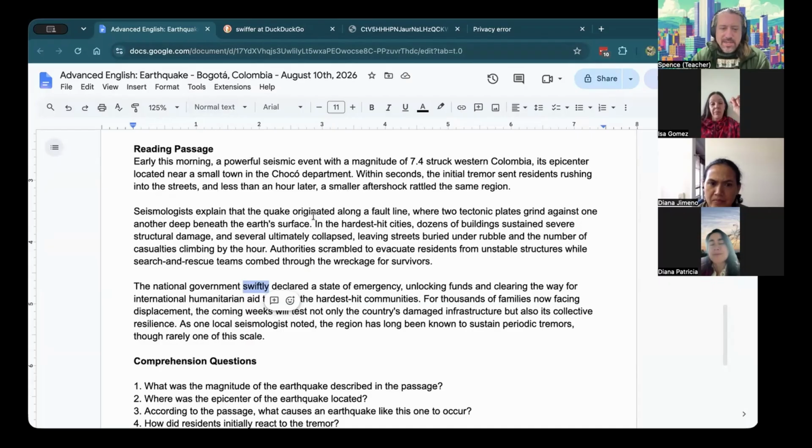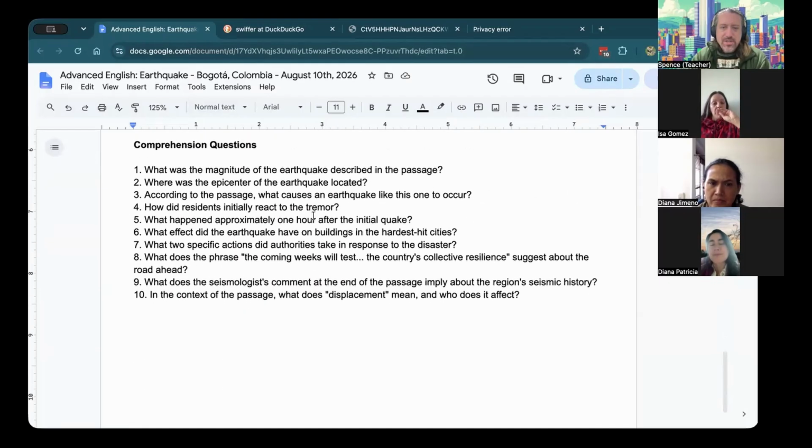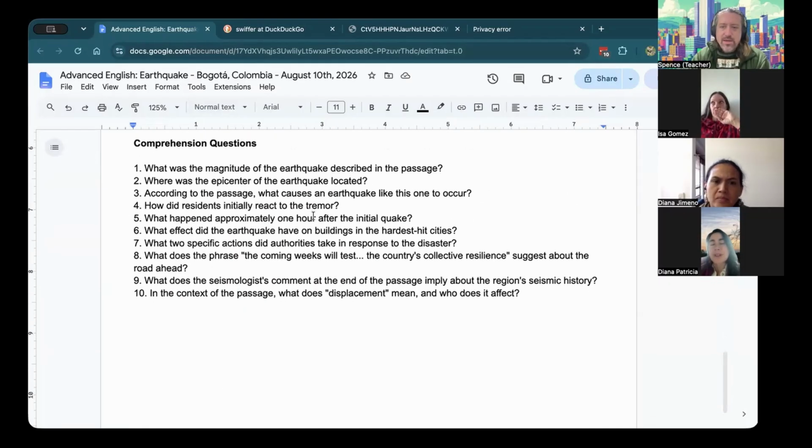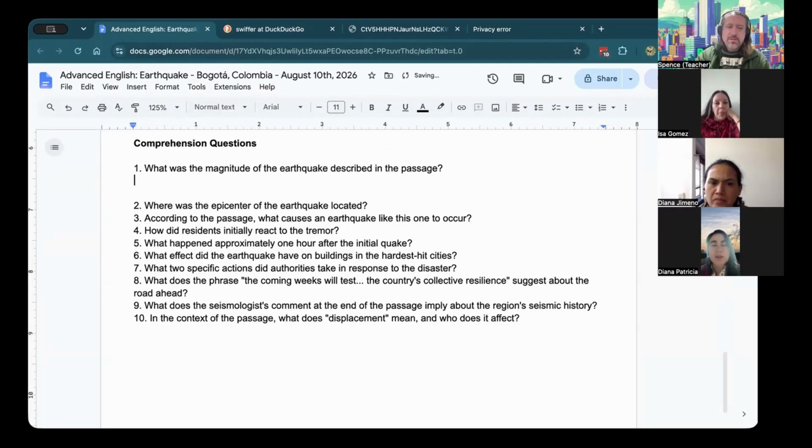So that is our text. Let's go to comprehension. We will start with Diana Patricia, the first question. What was the magnitude of the earthquake described in the passage? The magnitude of the earthquake was 7.4. Yeah, very good.